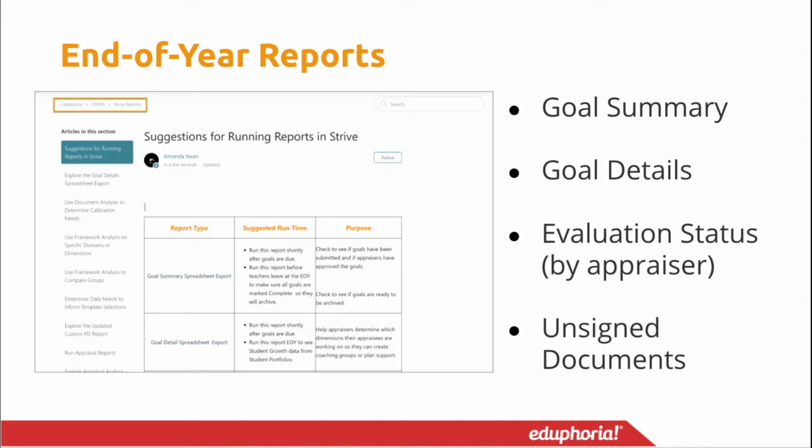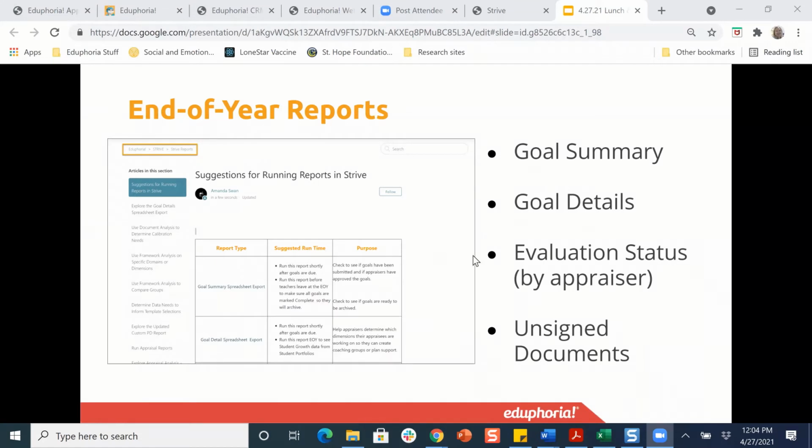So we're going to talk about 4 of those reports today, and you'll notice that 2 of them are shown here in my screenshot, and the second bullet says run this report before teachers leave at the end of the year. These are some of those end of the year things that you're going to do. I'm going to go into the end of the year reports, and as I was saying, you can see where the reports are in our online help guide. We have a section for Strive reports, and that's where you'll find this one that recommends what reports and when you run them.